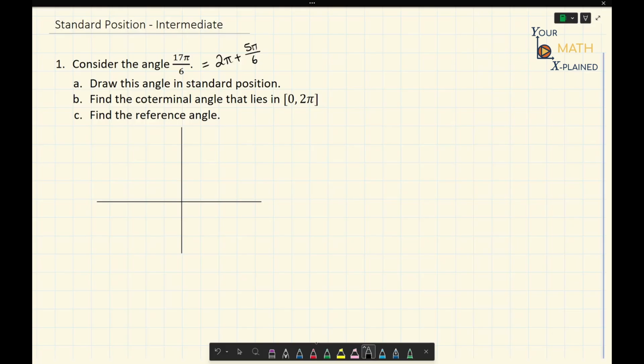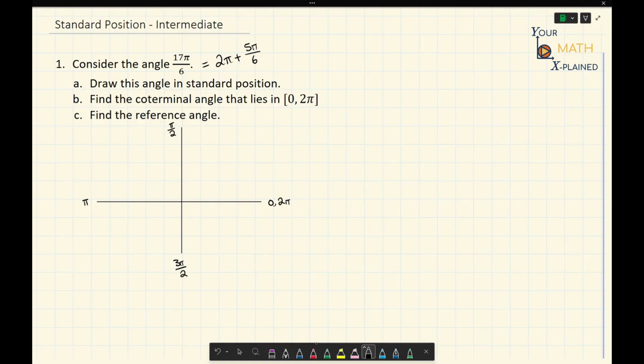Now remember the values that I told you to memorize from the last video, which are 0 and 2 pi. And then up on the positive y-axis, that would be pi over 2. The negative x-axis would be pi. And then the negative y-axis would be 3 pi over 2.